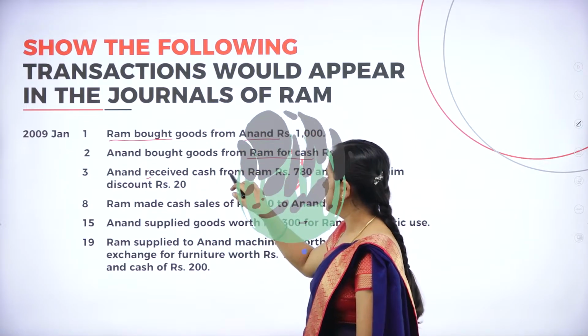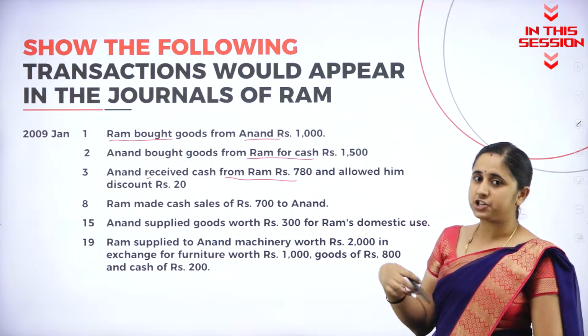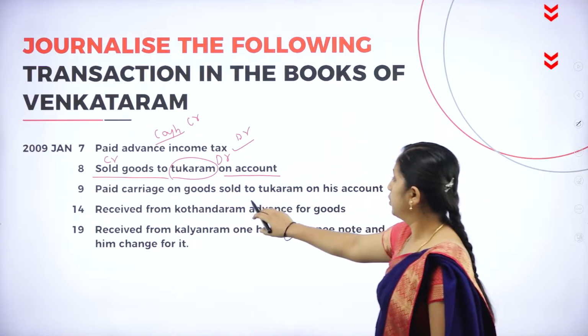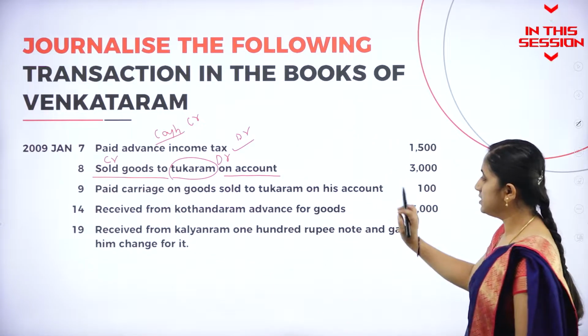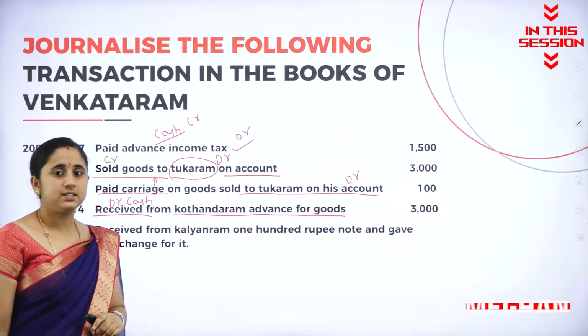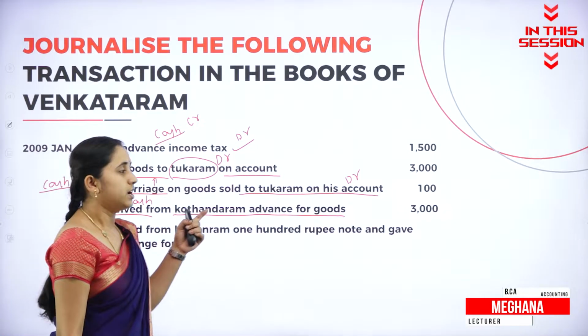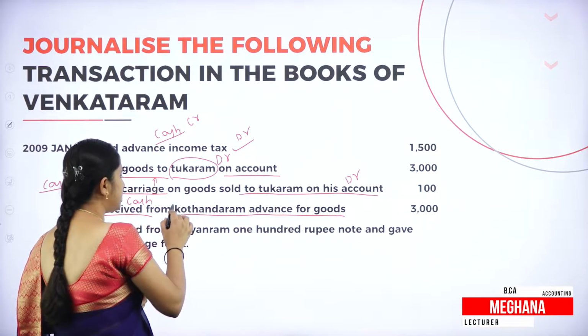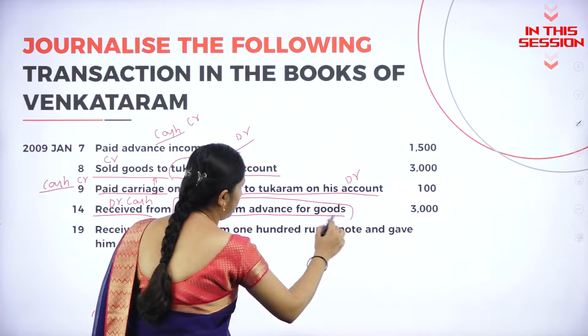Anand receiving means Ram is paying, cash is going out. Paid carriage of goods sold to Tukaram on his account. Kodandaram is giving, so you need to credit the Kodandaram account, but you need to mention it is an advance of goods.